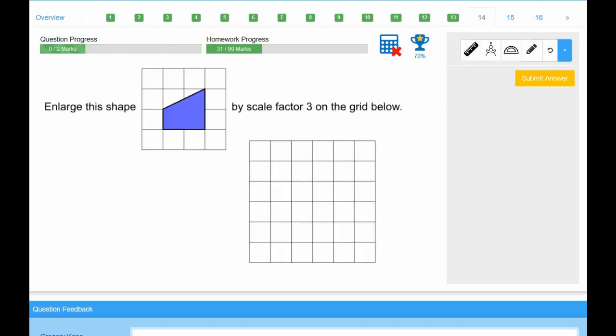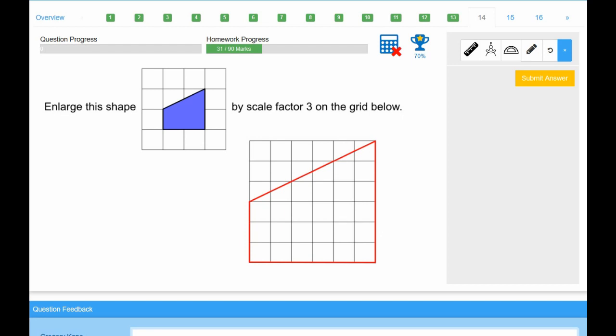Okay, question 14. It says to enlarge this shape. Now, there is not a center of enlargement. All we want to do is enlarge it. I'm going to tell you the answer looks like this, and I want to talk about why it is that.